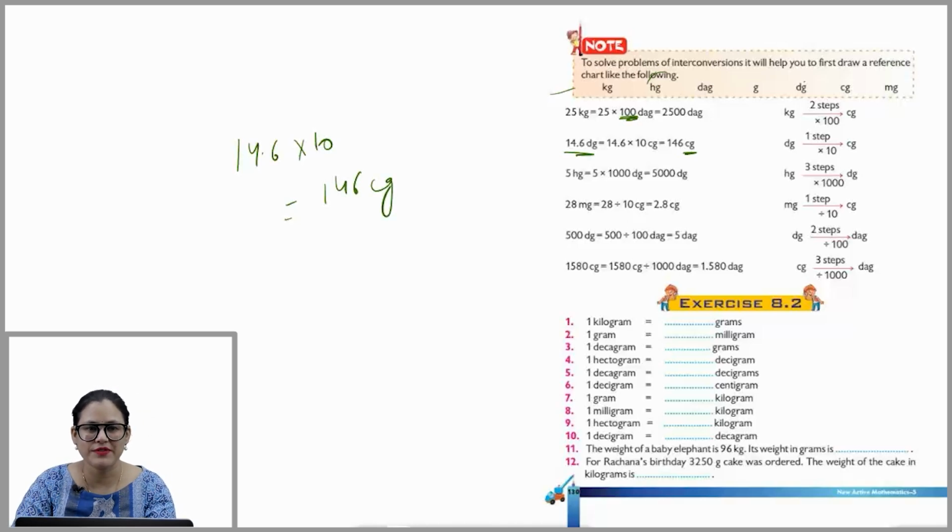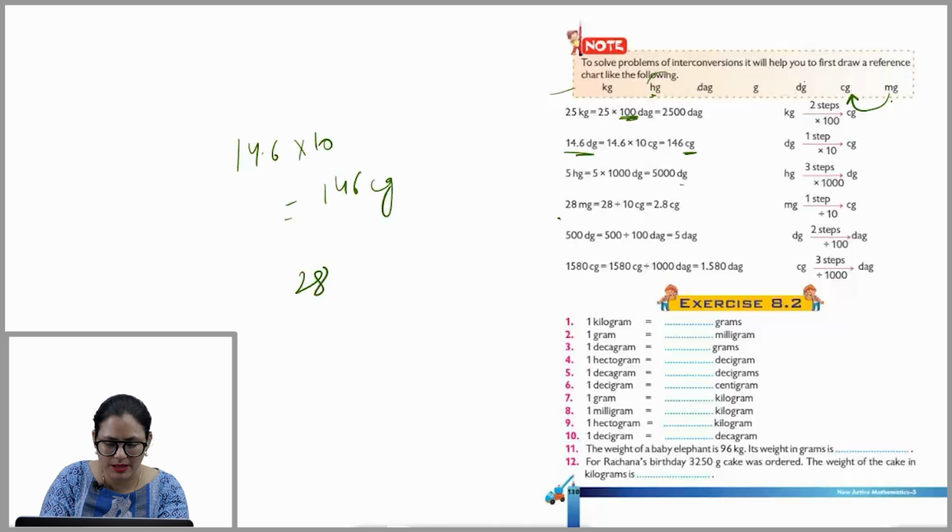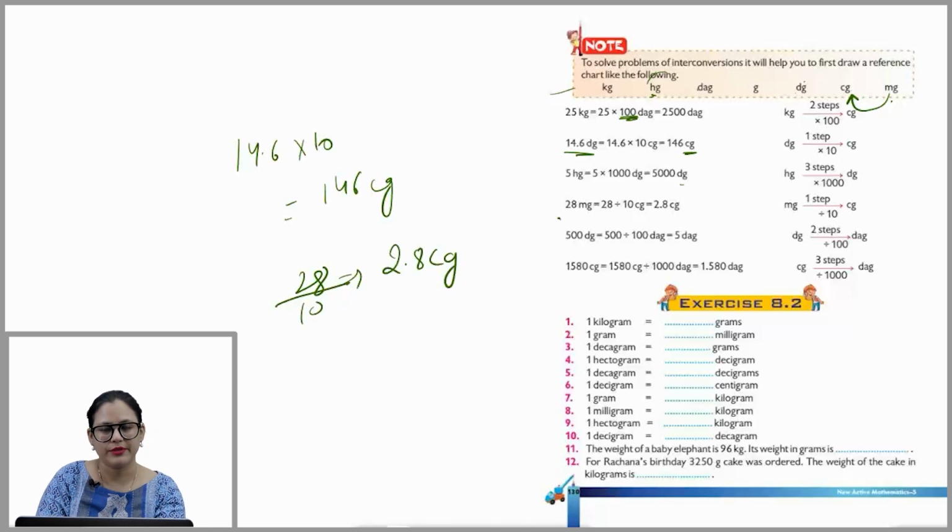Next, you have 5 hectogram is equal to how many decigram? See, this is hectogram, you have to convert it to decigram. So, you are going towards the right, you will multiply by how much? 1, 2, 3, that is by 1000. And next, 28 mg, that is milligram, and you have to convert into centigram. Now you are moving towards the left, that means you will divide and you moved only one step. So you will divide 28 mg by 10 and you will get 2.8 centigram, right?